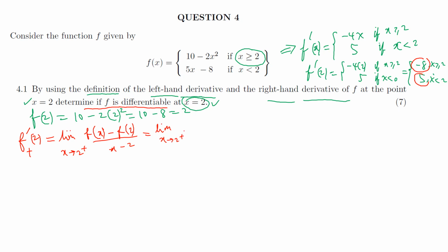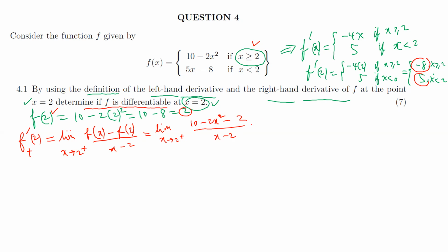So you have this. So what is f of x when x approaches 2 from the right? It means we're dealing with the part where x is greater, and that is 10 minus 2x squared. And then now we have the f of 2, which we've already got. F of 2 is 2. That's why we need the f of 2, because it's just going to be substituted there.